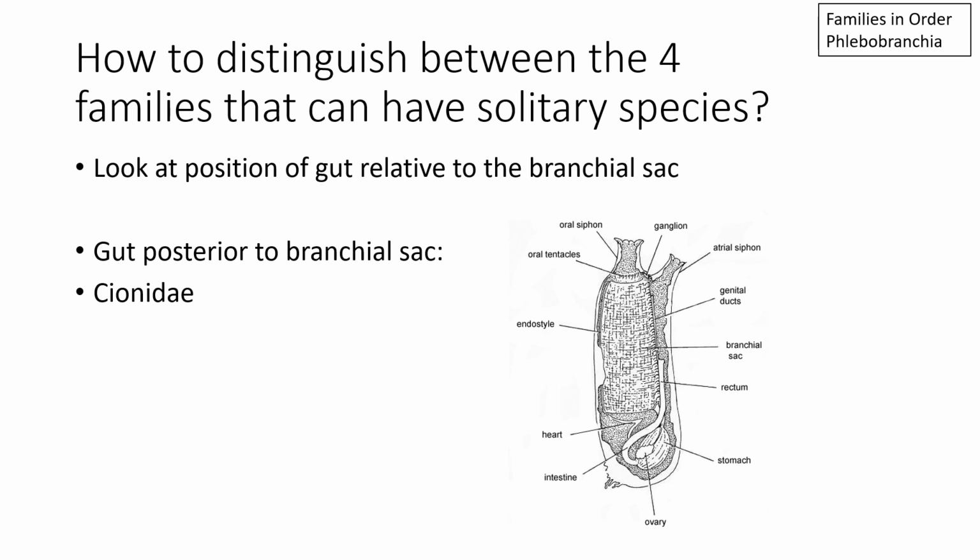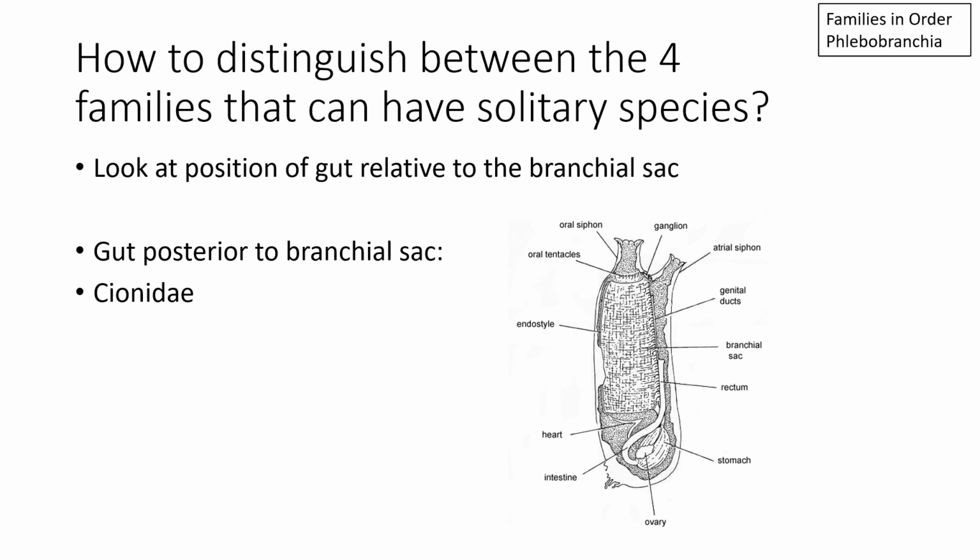This diagram represents an example of a Siona in that family, Sionidae. And we're looking for the branchial sac, and you can see that mesh-like structure. It takes up the majority of the body, starting just posterior to the oral siphon.